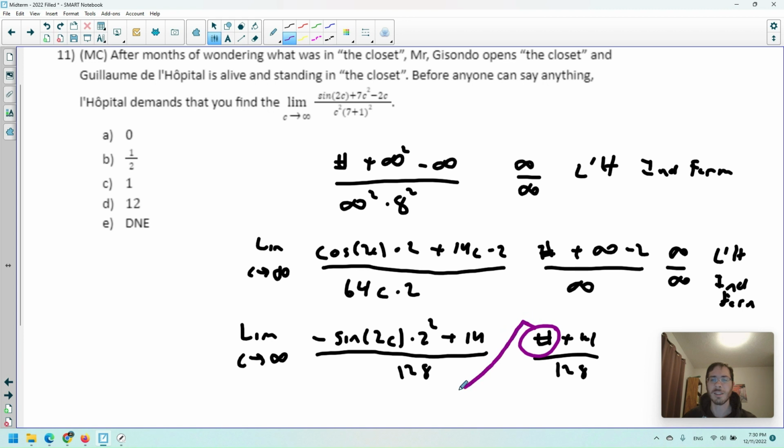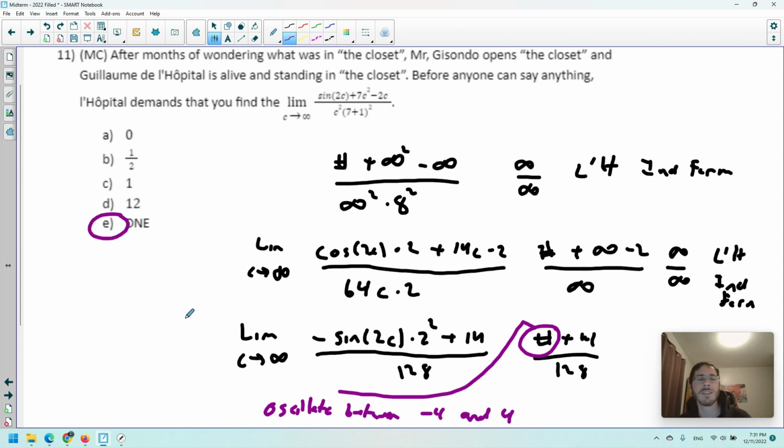Since this number is going to oscillate, this is going to end up being DNE. The sine part's going to go between negative 1 and 1, but since we've got 4 out front, it's going to oscillate between negative 4 and 4. And since we can't actually pin down where that's going to be, the answer to this one is DNE. This one does not exist.